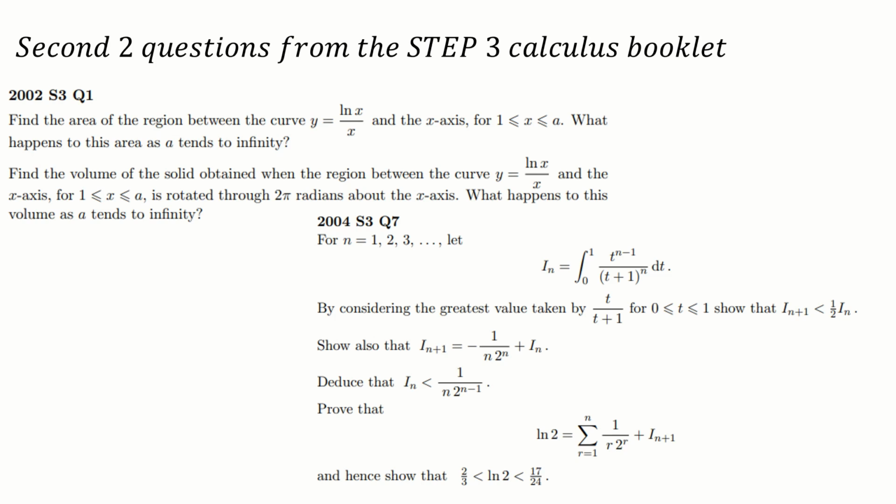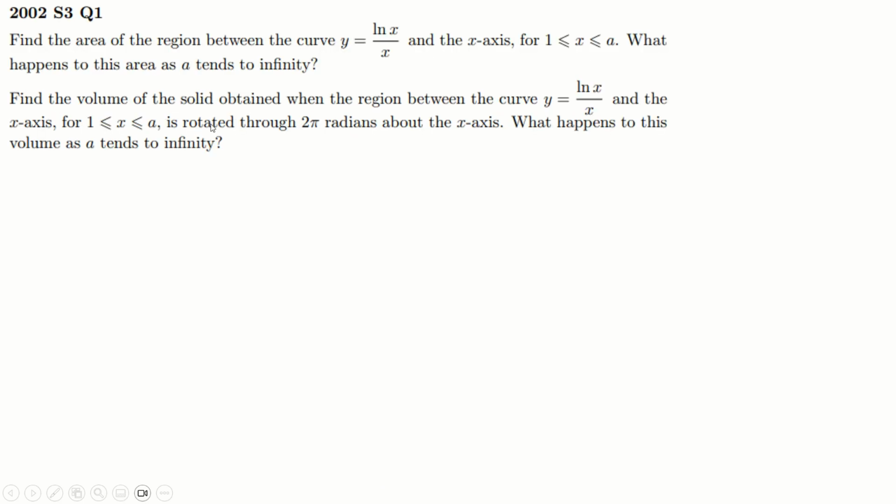So these are the second two questions from the Step 3 Calculus Support Booklet. There's a really short one here, which is very similar to Gabriel's horn, actually. It's quite a nice question and quite easy as well. And then we've got a question about reduction formulas to do as well. So let's start with this one here.